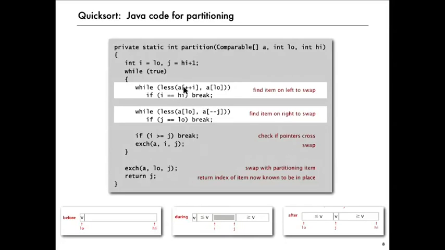So incrementing i as long as it's less is a simple while loop, and then we put a test to make sure we don't run off the right end of the array. And decrementing j as long as it's pointing to a bigger element is similarly just a while loop where we put in a test to make sure we don't run off the left end of the array. Then there's a test to see if the pointers cross, swap the elements at i and j. When the pointers cross, we break out of the loop and exchange the partitioning element into position. So that's a quick implementation of the Quicksort partitioning method.